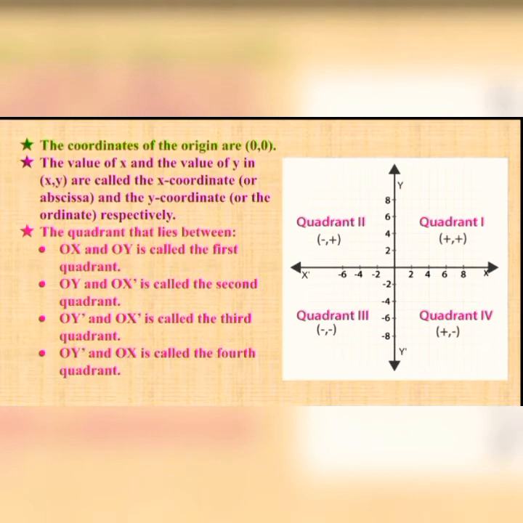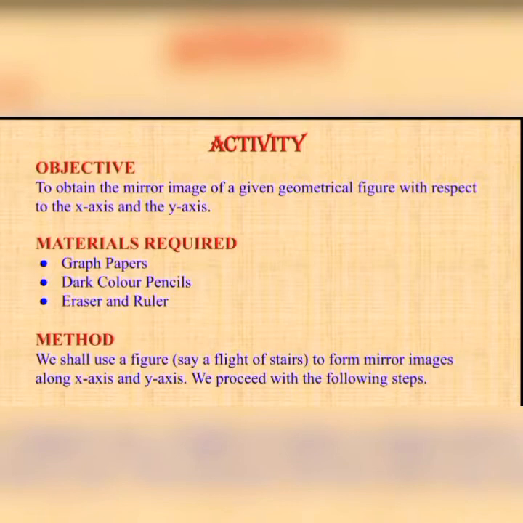Let's proceed further and perform an activity. The objective of our activity is to obtain the mirror image of a given geometrical figure with respect to the x-axis and the y-axis. The materials we will require are graph papers, dark color pencils, an eraser and a ruler. We shall use a figure, say a flight of stairs, to form its mirror image along the x-axis and y-axis. Let's proceed with the steps.